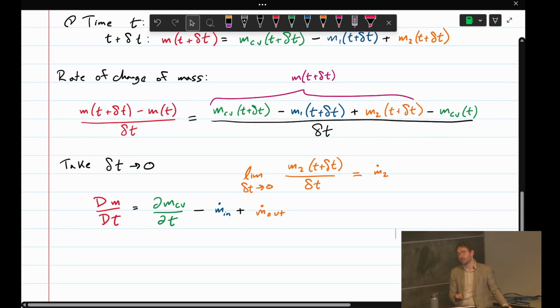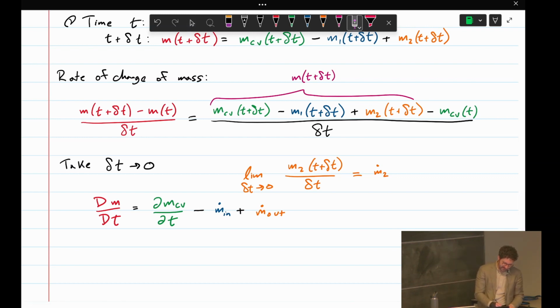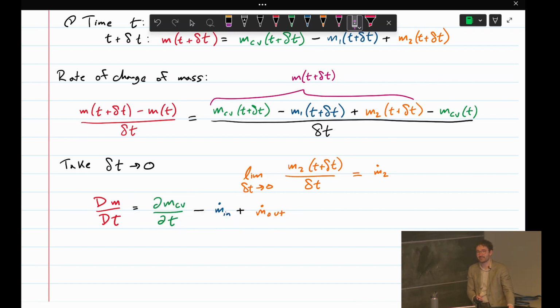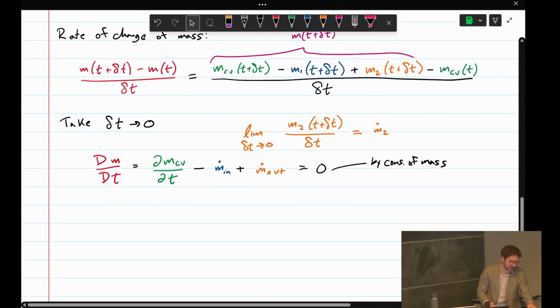Okay, so for mass specifically, if I didn't give you this, what would you say that the left-hand side is equal to? Yep. 0, because that's just conservation of mass. If you follow the same mass, the mass can't change by definition of conservation of mass. So that equals 0 by conservation of mass. Okay.